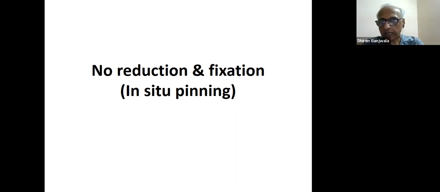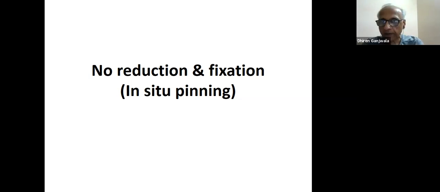Okay, so the correct answer is no reduction and fixation, which in other words is called in situ pinning. In situ means we are not trying to reduce it and we are fixing it. So fixation and pinning, the meaning is the same. No reduction and in situ, without reduction, whatever is our position, in that position we are fixing. That's the line of treatment. Why? Next slide, please.